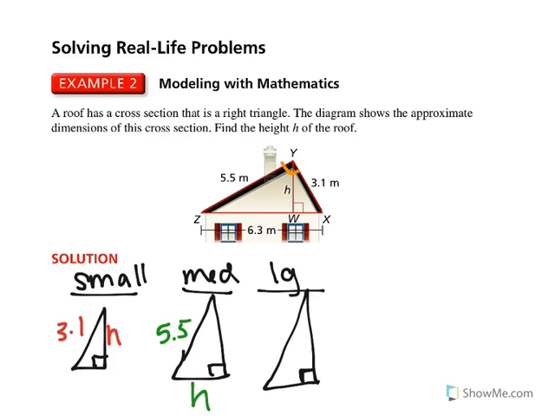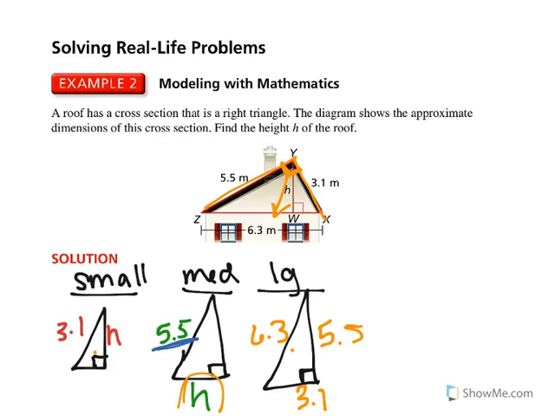So first I want to identify my hypotenuse, which is across from my right angle, which is 6.3. I know that my short leg is 3.1, and I know that my longer leg is 5.5. Okay, and just looking here, I should be able to set up a proportion between either my small and large triangle or my medium and large triangle to find out what h is. Okay, so I'm just going to use my medium and large.